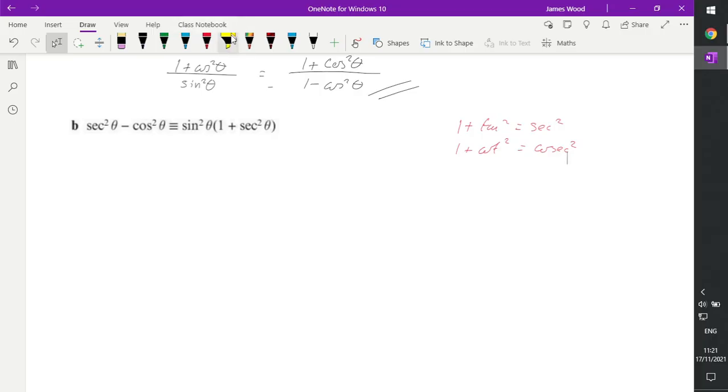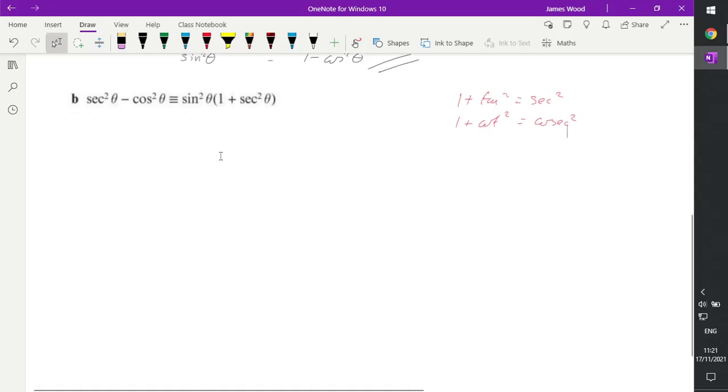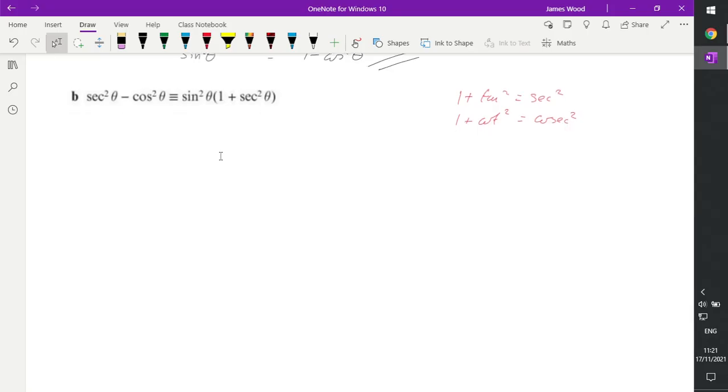For this second example, we've got sec squared theta minus cos squared theta equals sine squared times 1 plus sec squared. Now remember in these, you can either start at the left or the right, it doesn't matter. I think in this one I'm going to start with the right. My reasoning for that is because I would much rather expand something than try and factorize something generally. It's probably going to be a bit easier. But it doesn't really matter. You should always be able to do it both ways because obviously it's a proof and they're both true.